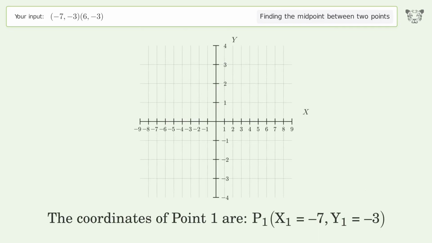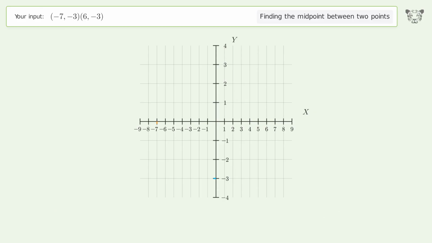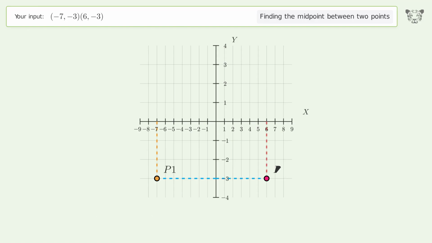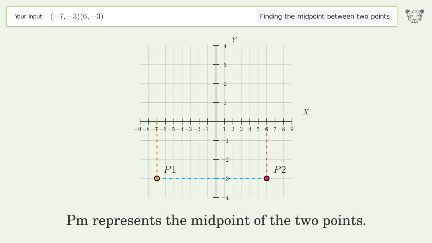The coordinates of point 1 are, x1 equals -7, y1 equals -3. The coordinates of point 2 are, x2 equals 6, y2 equals -3. PM represents the midpoint of the 2 points.